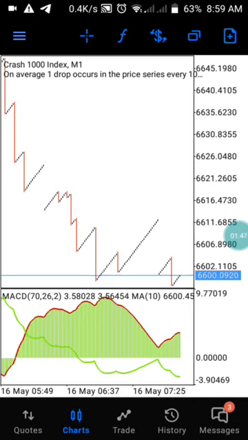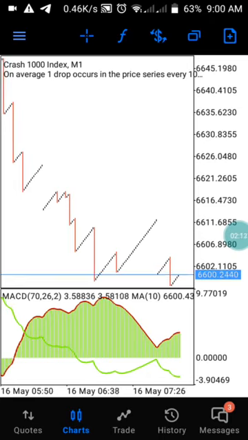So guys, let me show you how this strategy works on crash 1000 on the 1 minute time frame. The important thing you need this strategy for is to enter a long period of uptrend and a long period of downtrend. You can use this to catch a spike, and you can also use it to sell for a long period of time. As you know, in crash 1000 we sell in a downtrend, and we buy when it comes to an uptrend.